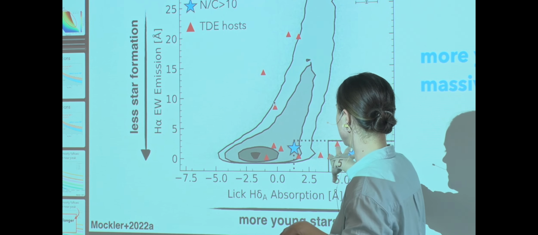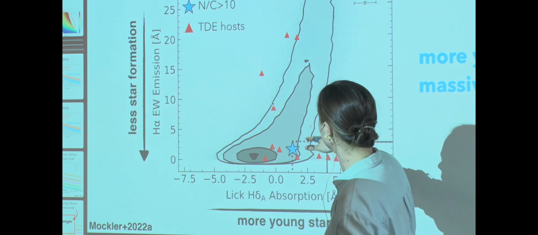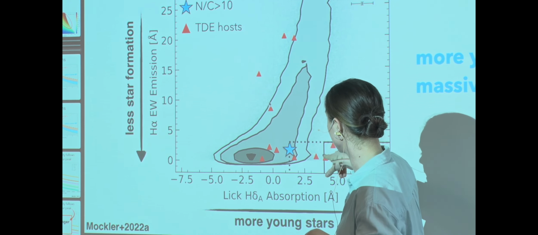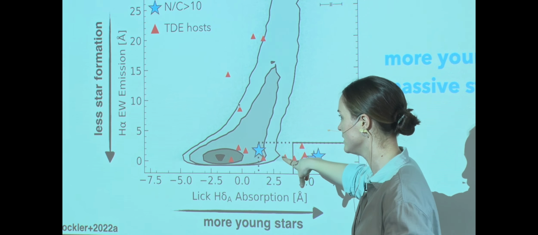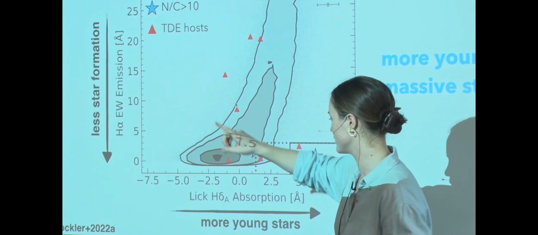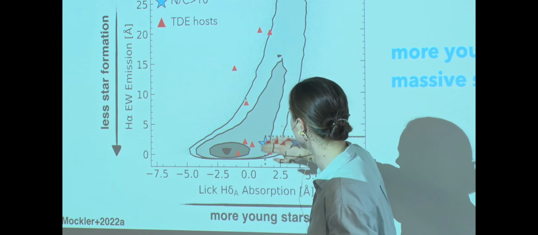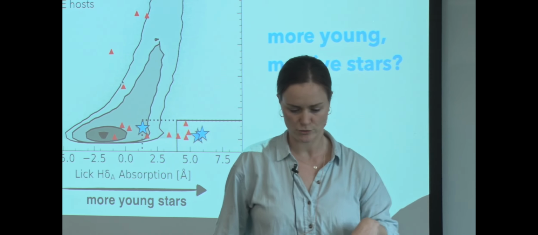And this is the E+A galaxy or post-starburst galaxies, where we have in red the TDE hosts, and you see a lot more. And actually in blue you see the specific events that have higher nitrogen to carbon ratios. And this was one of the motivations for that project. And you see that they do not follow the general distribution of the galaxy. There are way more TDEs in this region.